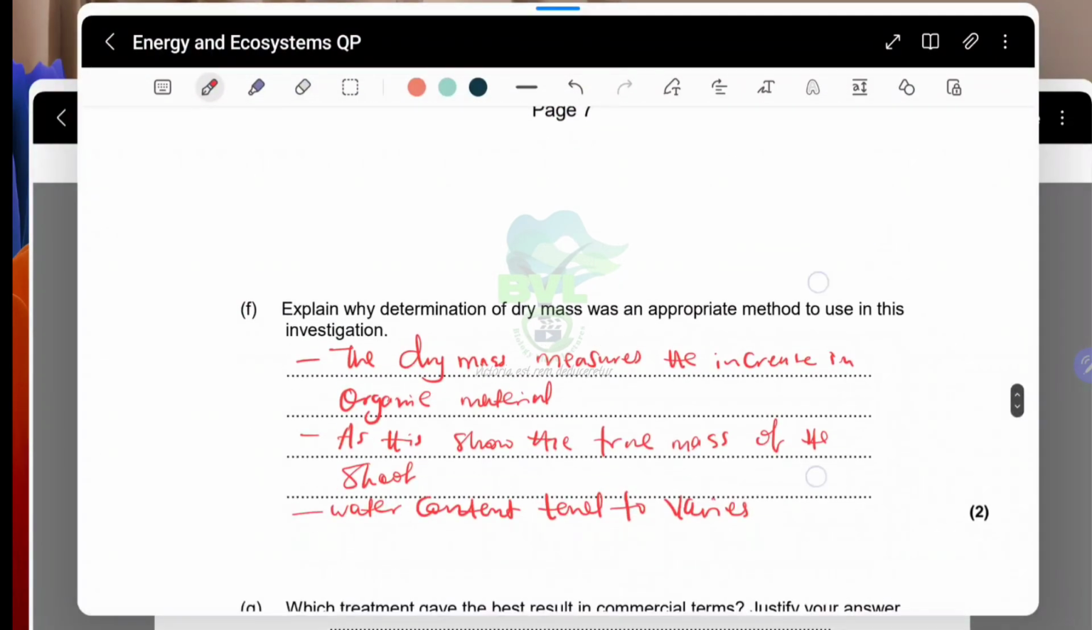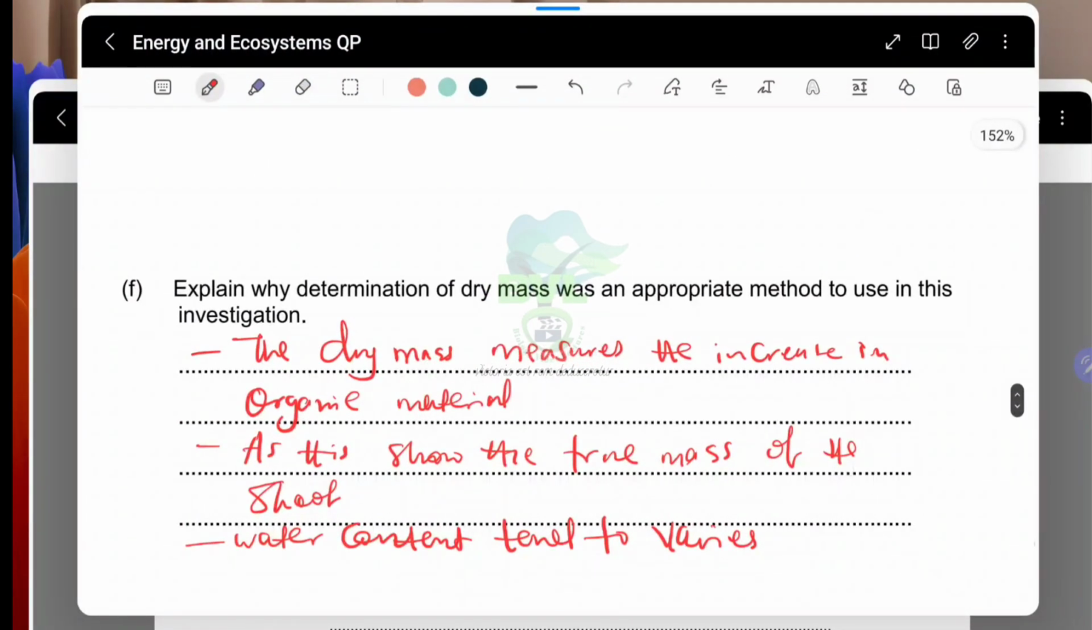Okay, so the dry mass measures the increase in organic material, which you want to see, as this shows the true mass of the shoot. You remember from your basic GCSE, even in A levels, that the dry mass of an organism is the true mass, is stable. So water content tends to be what varies. That's why we're not interested in that, because water content can vary with season, can vary with anything, so to say.